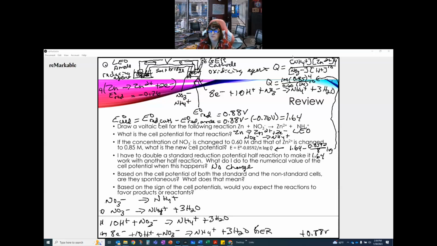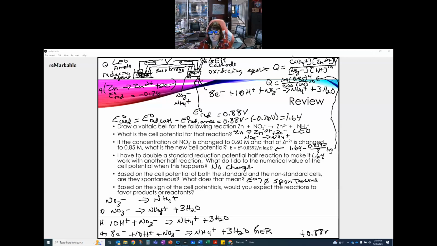Now, based on the cell potential of both the standard and the non-standard cells, are they spontaneous? Well, I have a 1.64 and a 1.64. Okay, awesome. That sign is greater than 0. So E naught is greater than 0. That means that it's spontaneous. Remember, the sign on E naught determines whether or not it's spontaneous. So it is spontaneous. That means that it goes in the forward direction without any additional work from me once the cell's set up.